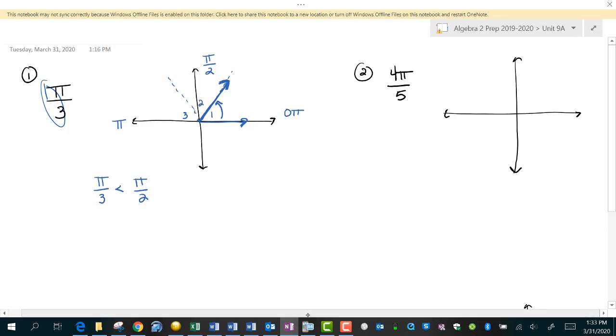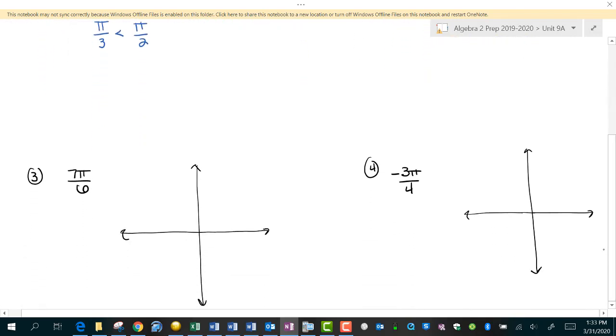The second example, 4 pi over 5. Again, focusing on that fraction of pi. 4/5 is not quite 1 pi, but it is more than pi over 2, or half a pi. So that angle is going to fall in quadrant 2, right about here. And I want you to focus less on being exact with the placement, but make sure that you can really get it in the correct quadrant.